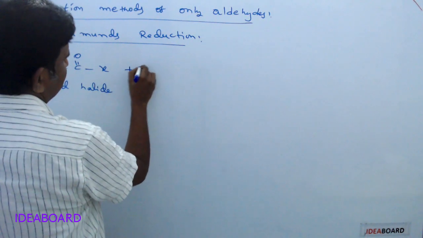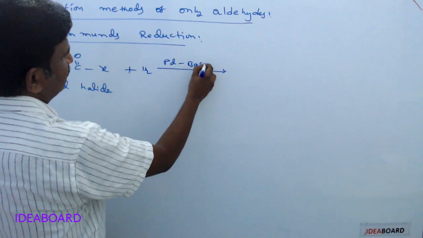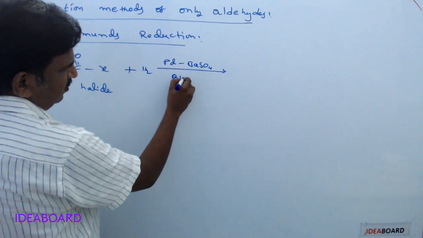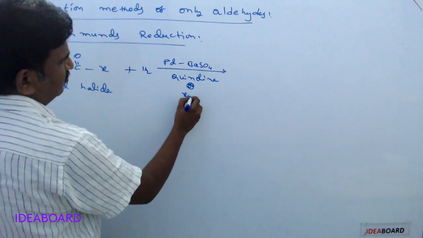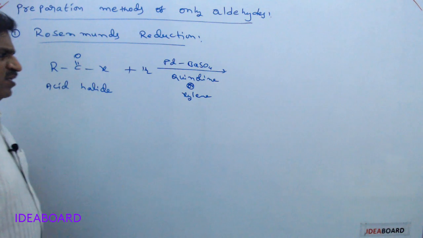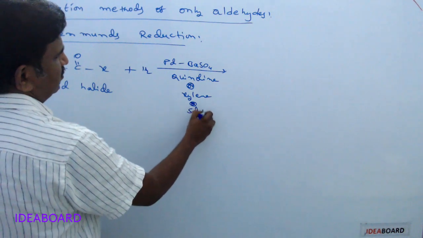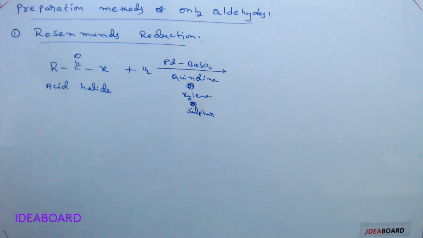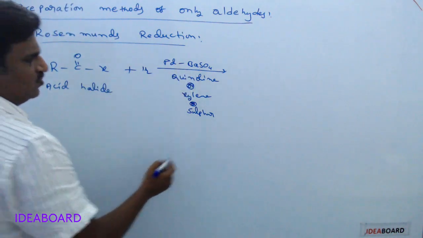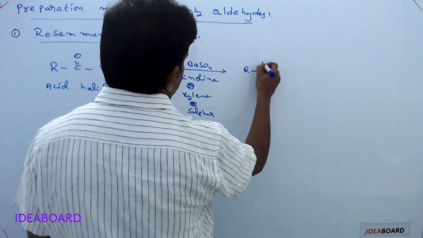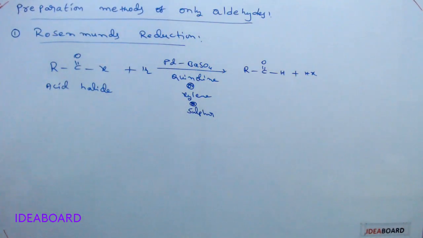The acid halide reacts with hydrogen in the presence of palladium and barium sulfate mixture present in quinoline or xylene, or in sulfur. Any of these is taken, and in the reaction, one hydrogen and one halogen are removed, and the remaining hydrogen will be added. So RCOH and HX is formed. That is the aldehyde preparation method.